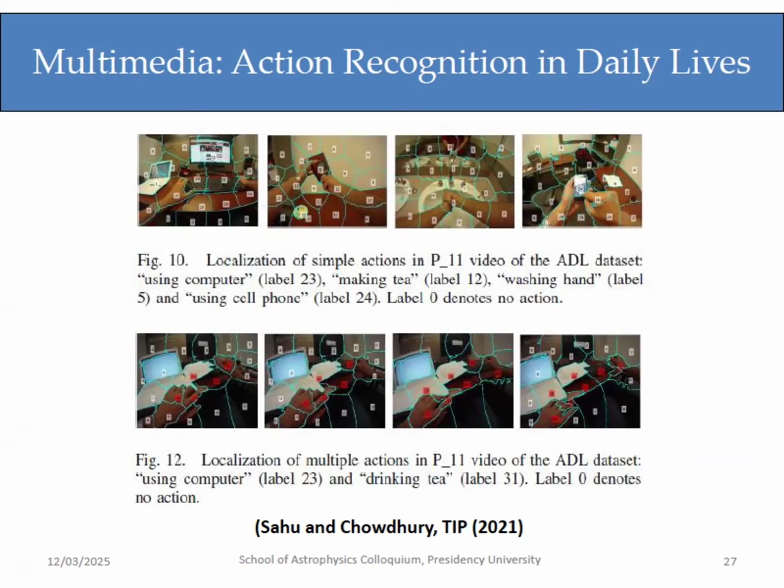The image at the bottom is even more complicated because here multiple actions are taking place. For example, let's say I'm talking, so there is some lip movement, and also there is some hand movement, right? Can we detect them simultaneously? That's even more challenging. And then can you localize where in the frame they're happening? So this is using a computer and drinking tea. Both are happening simultaneously, and you correctly localize them.